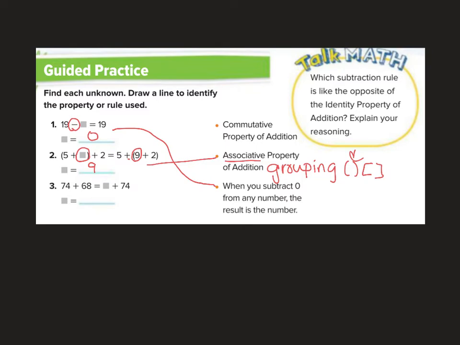And here we have 74 plus 68 is the same as blank plus 74. I'm noticing we're switching them around. 74, 68, 68, 74. When I'm switching them around, that means I'm using the commutative property of addition. Okay.